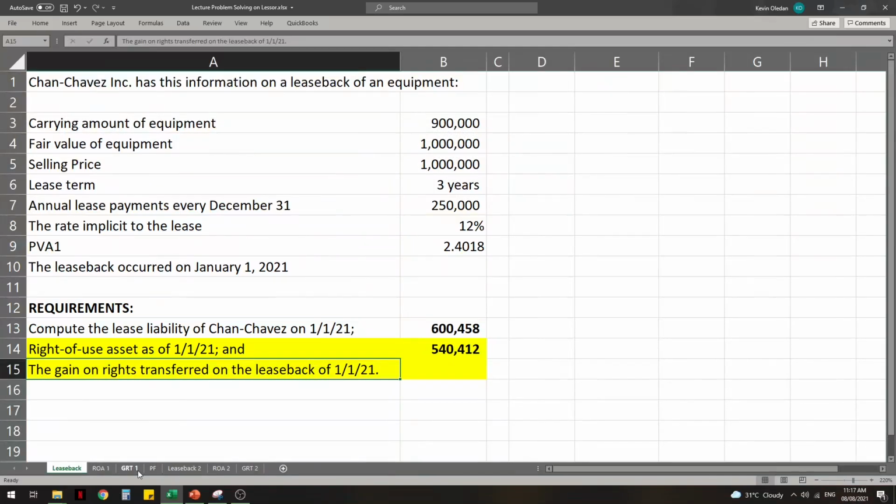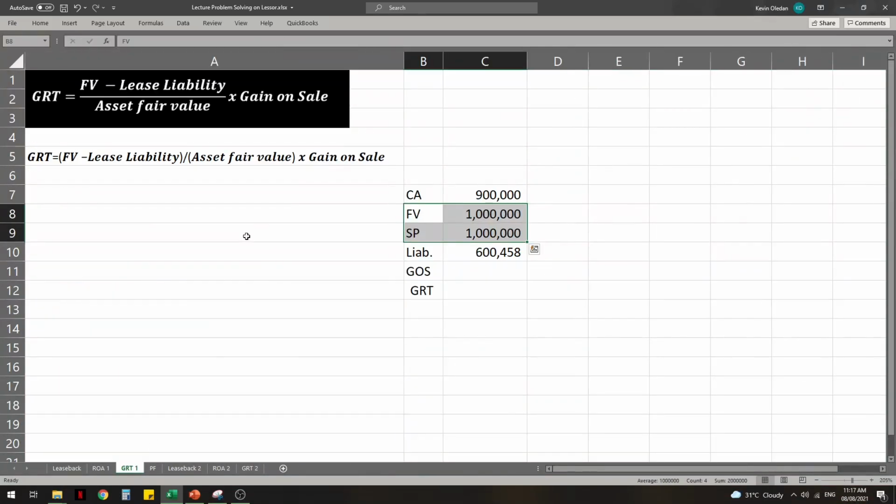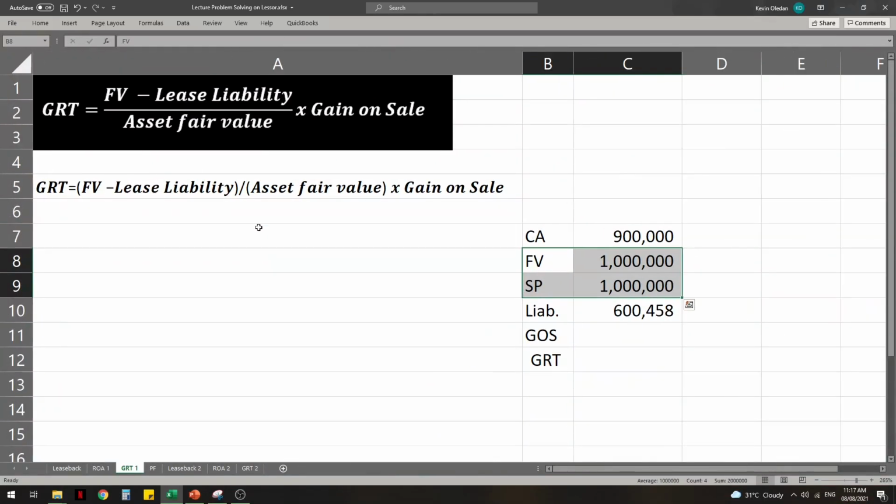GRT, gain on rights transferred, will be computed as follows. In a scenario where the fair value is equal to the selling price, your GRT has a simpler formula. Believe me, there will be a little bit of an extended formula later. Ito po. Before we even compute gain on rights transferred, we first have to know magkano yung gain on sale.